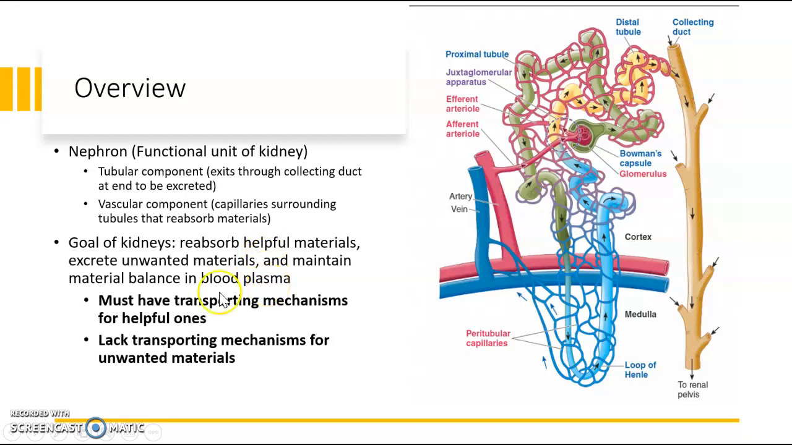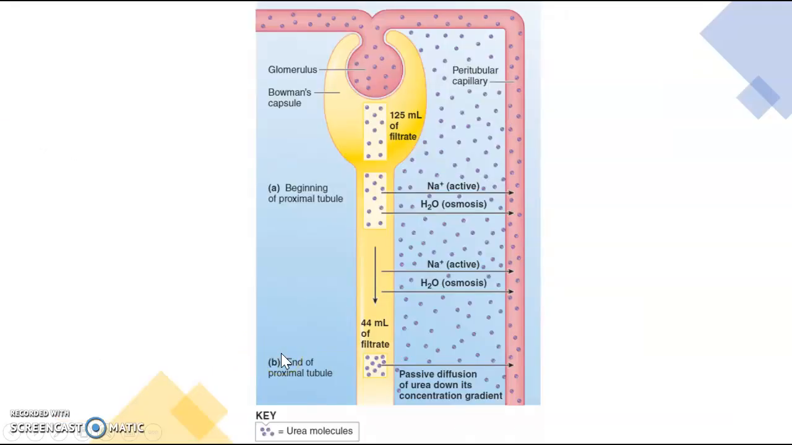Now, there's problems with this innately, is that we need some transporting mechanisms to bring things in and out at good capacities, and also we need to not have mechanisms to transport unwanted materials back into the body. So we're going to see a lot of channels that help bring these good materials back into the capillaries, and then we're also not going to see different passageways for those that aren't going to be used by the body again. So I just want to give a quick overview.